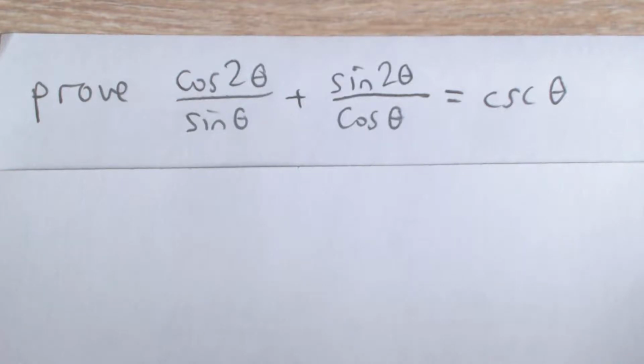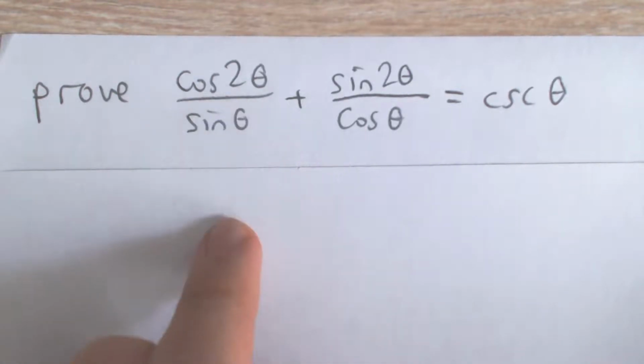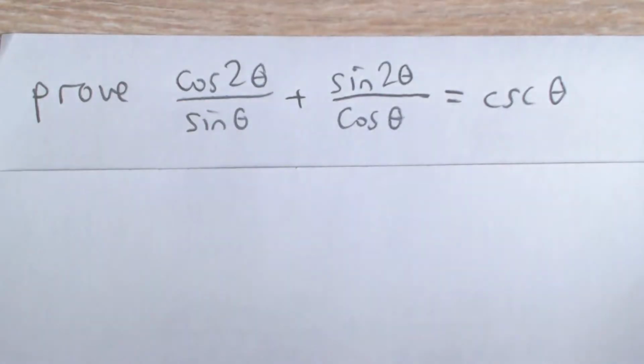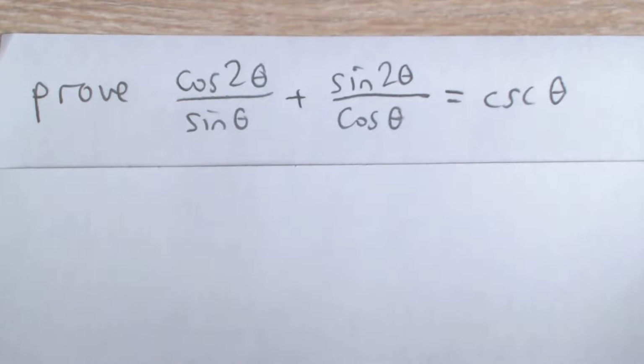Okay, so here we have to prove this identity, which is cosine of 2 theta divided by sine theta plus sine 2 theta over cosine theta is equal to cosecant theta. So here we have some double angles, we have some fractions, and we have some reciprocal identities. So here we go. First thing first, we want to start with the more complicated side, which you can see is the left side here.